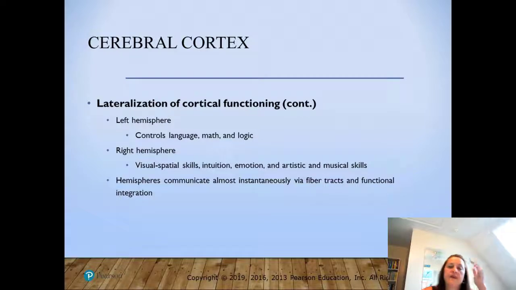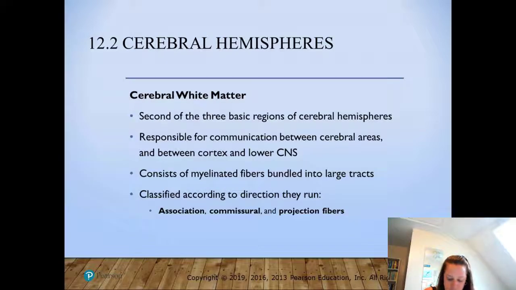And so the left hemisphere controls math, language, and logic, and the right hemisphere controls visual, spatial, intuition, and motion. And so you can have a predominance of one or the other depending on which side dominant you are. Of course, they communicate, right? And they integrate, but you will definitely have one that's stronger than the other.